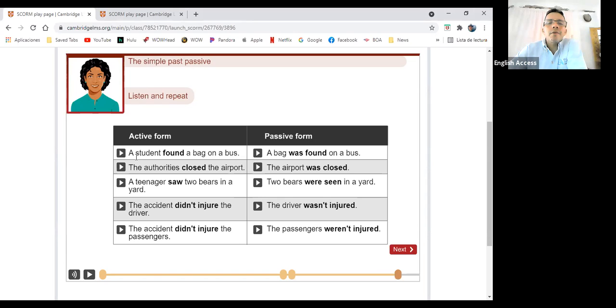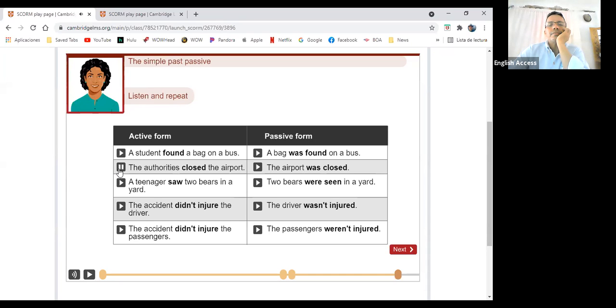If you see the form of this, a student found a bag on a bus. A bag. Like the link, I found a bag on a bus. Like all together, it's like one song. A student found a bag on a bus. Like you don't pause. A bag was found on the bus. A bag was found on a bus.